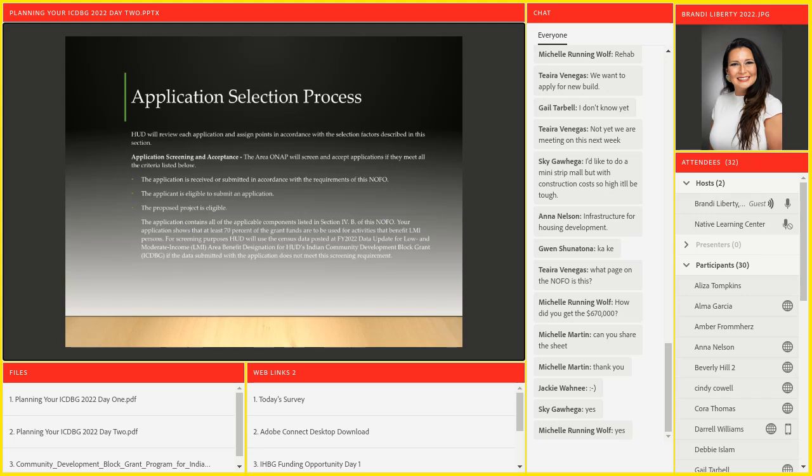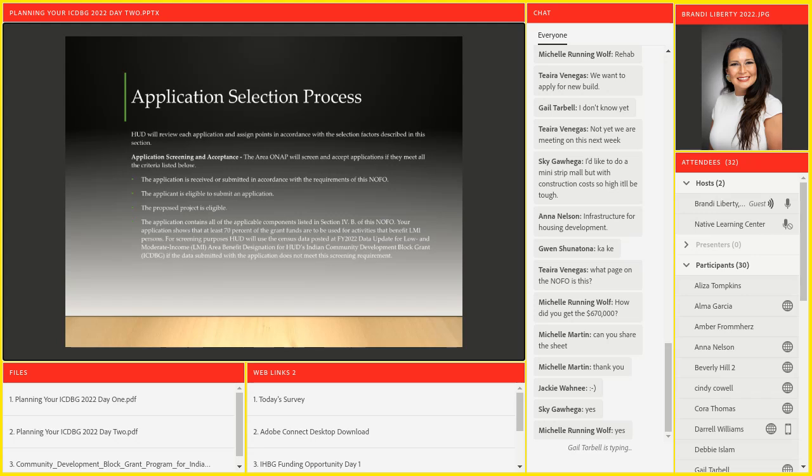Your history of performance, they're going to look at your reports and audit findings, and again, your ability to implement statutory, regulatory, and other requirements. So you've passed all that point. You've passed those threshold requirements that HUD looks at. And now they're going to determine your actual selection process. Your area ONAP is who is in charge of screening and accepting applicants if they meet all of the criteria below. One, that the application is received and submitted in accordance with the requirements of the NOFO, that you're an eligible applicant to submit the application, that the project is an eligible activity, and that your application contains all the applicable components listed in Section 4B of the NOFO, that you show at least 70% of the grant funds are to be used for LMI persons.